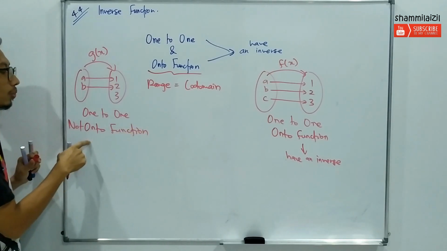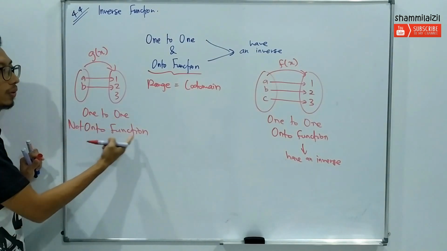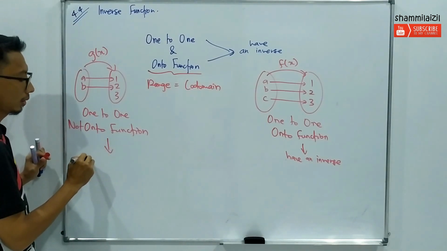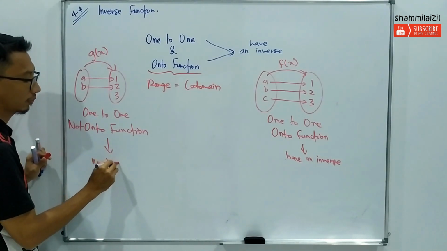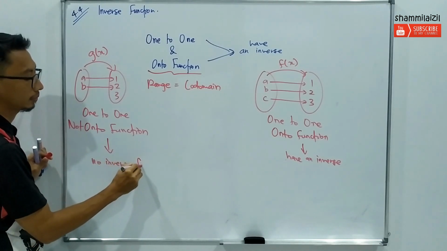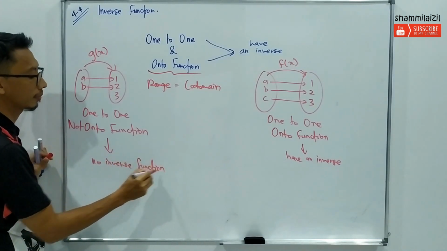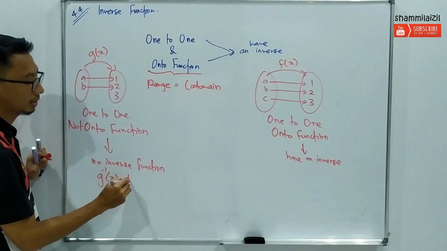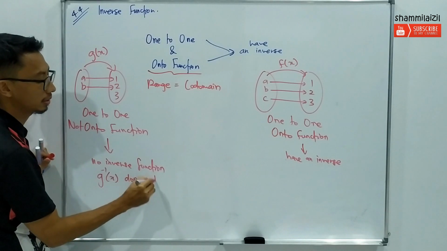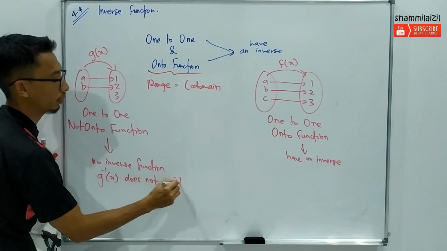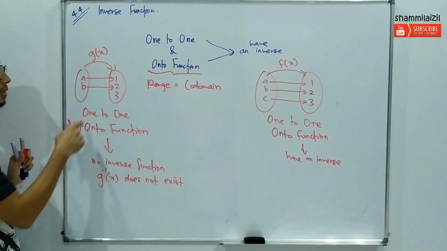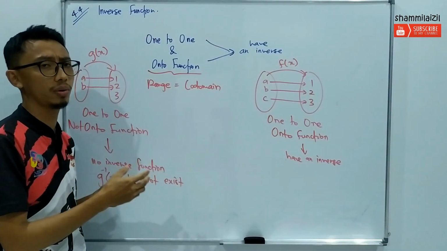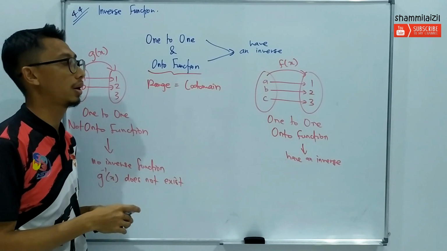Since we need to have a one-to-one and onto function first to have an inverse, in this case there is no inverse function. In other words, g inverse does not exist. Because of what? Because the function g(x) is not an onto function. That's how we tell whether the inverse of a certain function exists or not.